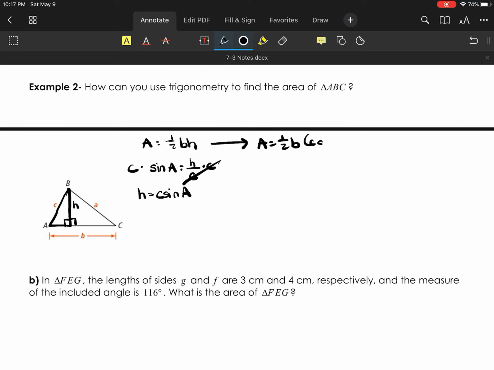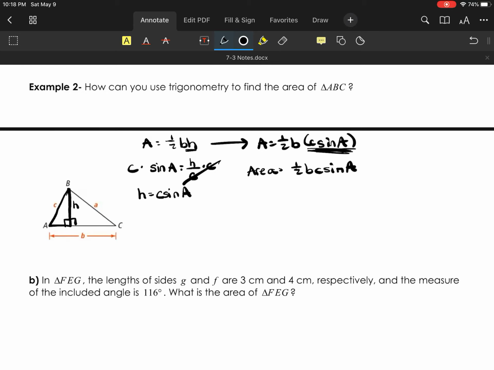Now I can rewrite the formula. So I have A equals half the base times C sine A. Okay, I replaced this H with C sine A. And now you have an entirely new formula that you can use that doesn't actually require you to know the height of the triangle, which is wicked cool, and it's very exciting, and I'm sad we can't experience this together in person.